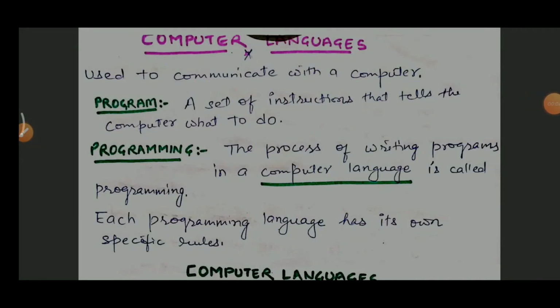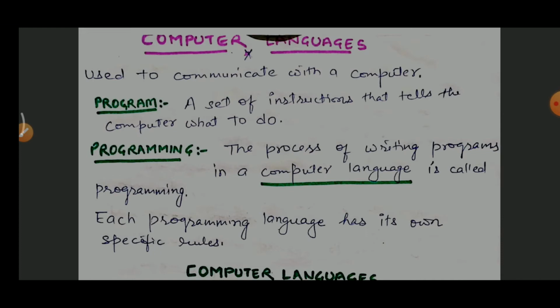Myself Ankit. This is the second video for the first chapter of class 6th, that is categories of computers and computer languages. In the previous video we discussed and learned about different types of computers. In this video I will discuss computer languages, its types, and one more topic, that is language processors. So in this video we will cover two topics. First is computer language and second is language processors. Okay, so now first let's start with computer languages.